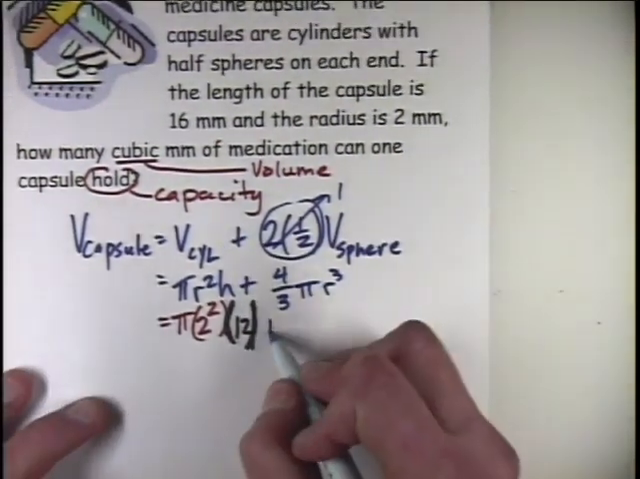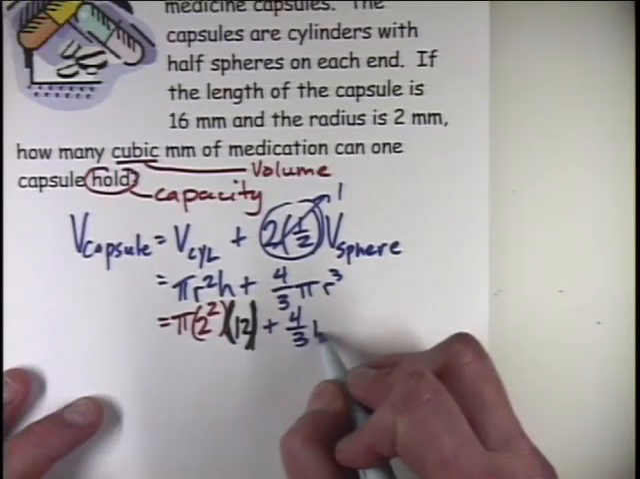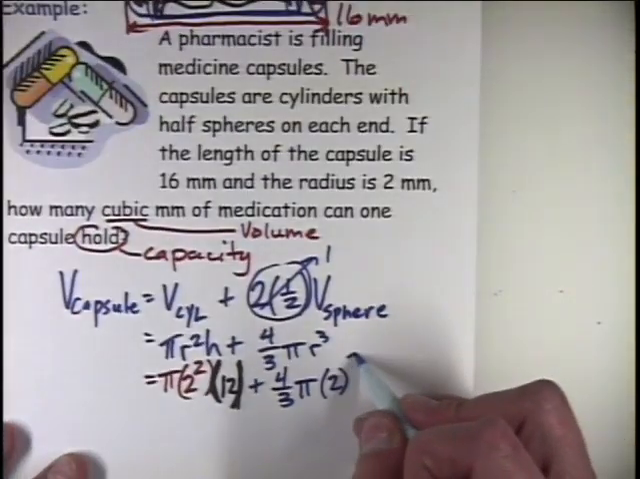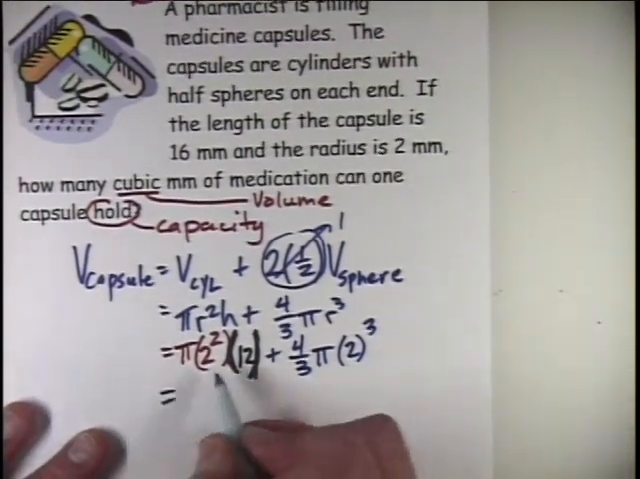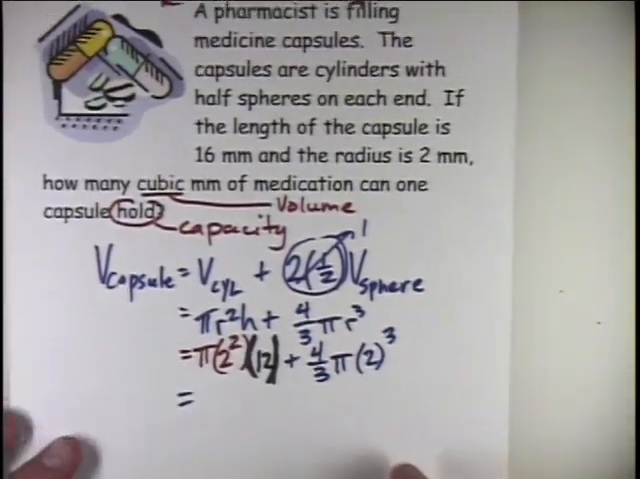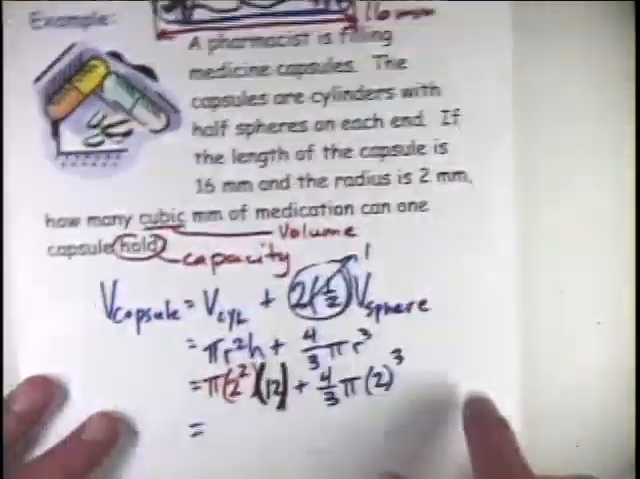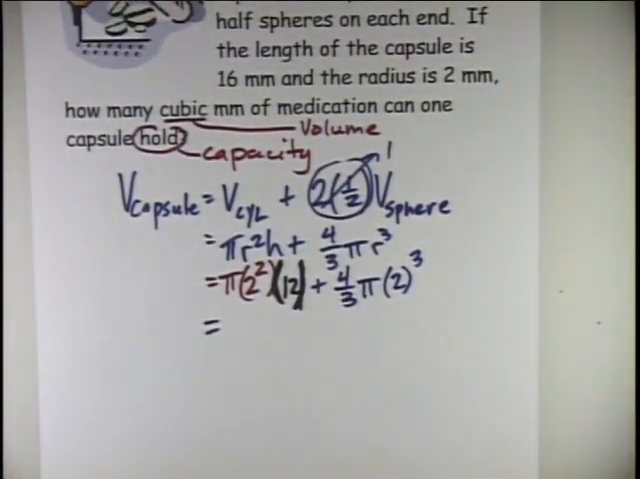Now I can go ahead and plug in over here. That's plus 4/3 pi times the radius of the sphere, which is still 2 cubed. Okay, so now I've got it all plugged in very carefully. I didn't just get excited and plug in the 16 that was given. I deliberately looked to see what I needed, and I found the height of the cylinder was 12.